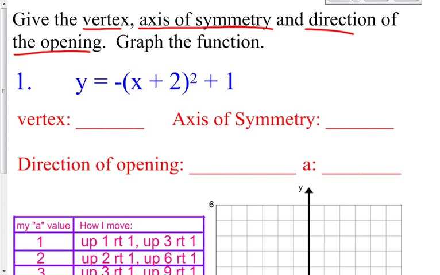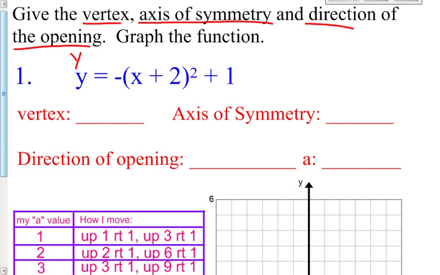So let's first talk again about vertex form. Y equals A times the quantity X minus H quantity squared plus K. Now, the vertex is always at H and K. What you can take as a rule of thumb is whenever something is in parentheses, to find the desired point, you always take the opposite.